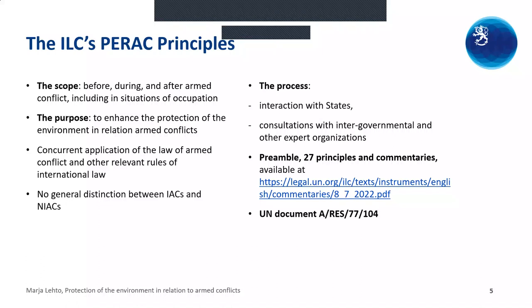A further feature worth mentioning is that the principles do not, in general, distinguish between international armed conflicts and non-international armed conflicts. As you may know, this is a basic distinction in the law of armed conflict. Most contemporary armed conflicts are non-international in nature. By mid-2022, it was estimated that there were more than 50 non-international armed conflicts in at least 22 states. The law applicable to non-international armed conflicts is Common Article 3 of the Geneva Conventions and Additional Protocol 2 to the Geneva Conventions.